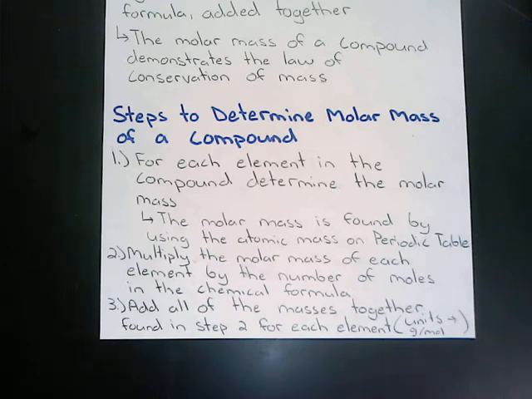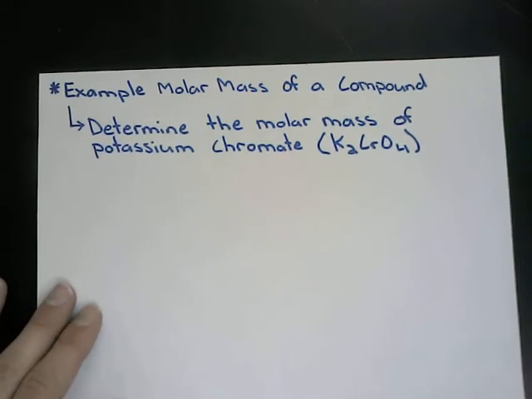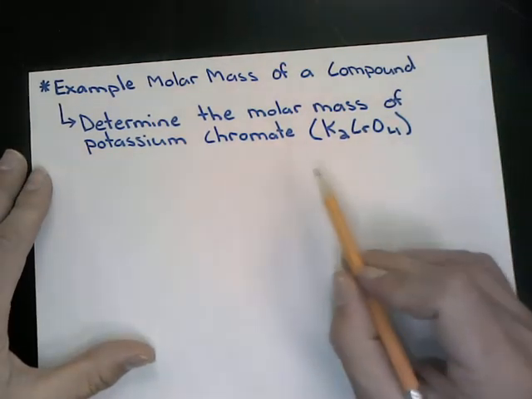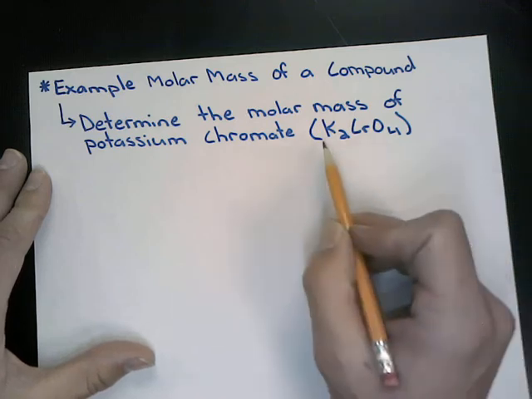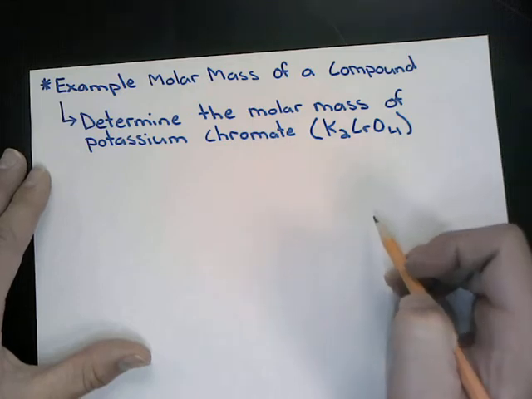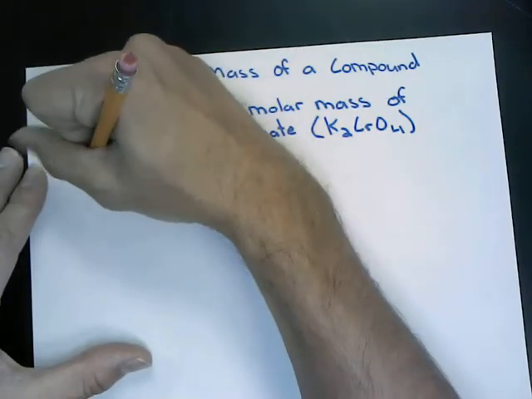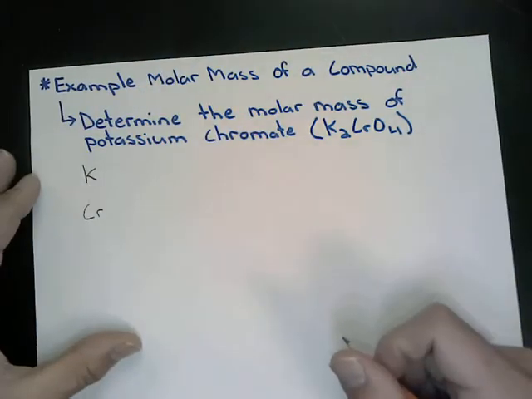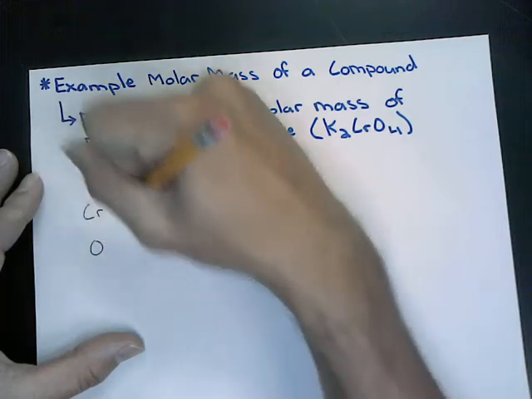So let's go ahead and put these steps to the test in an example. We want to determine the molar mass of potassium chromate. In this example, I'm going to break it down a little bit more in depth and in detail. What I like to do is list out each and every element involved in this particular formula. So I have K for potassium. I give a little space here. I have Cr for chromium. And then I have O for oxygen.